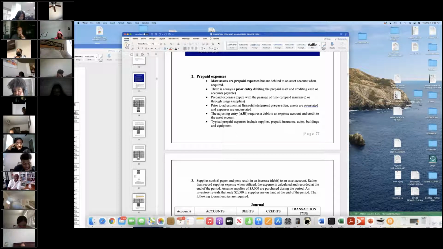So you have supplies such as paper, pens, okay? And so assume that we purchase supplies of 5,000. We take an inventory at the end of the period, only 2,000 in supplies are there. So if we bought the supplies paying cash, what would that journal entry be? If we bought the supplies paying cash, then y'all just make a journal entry buying some supplies.